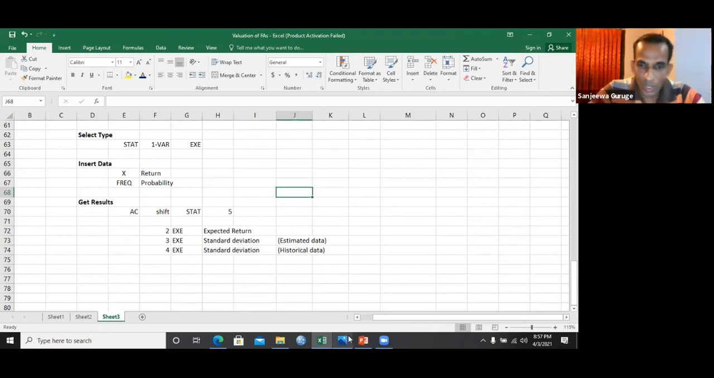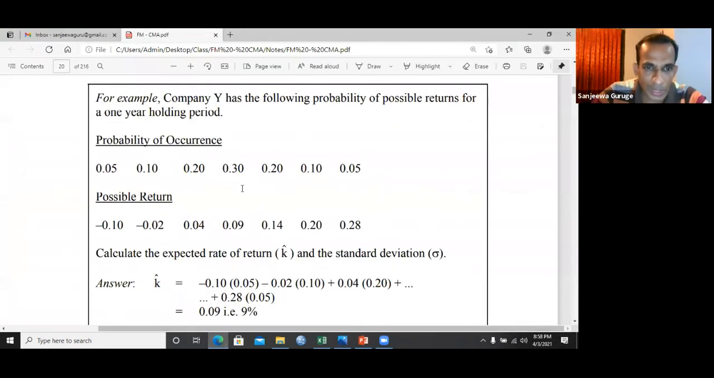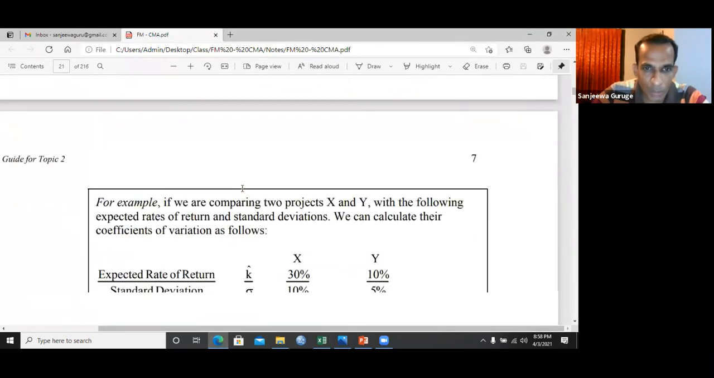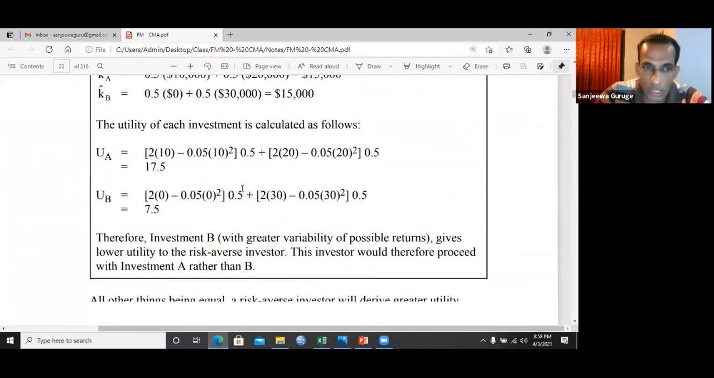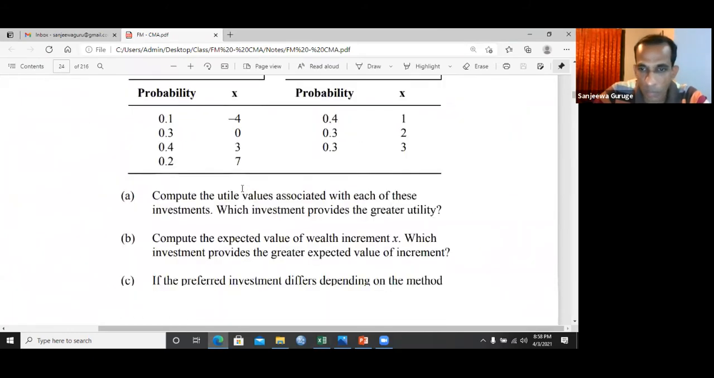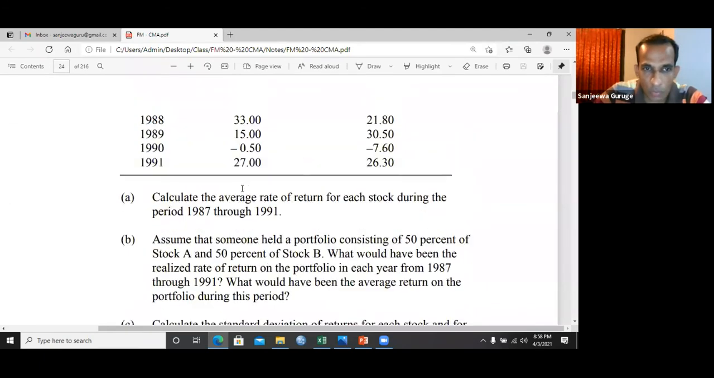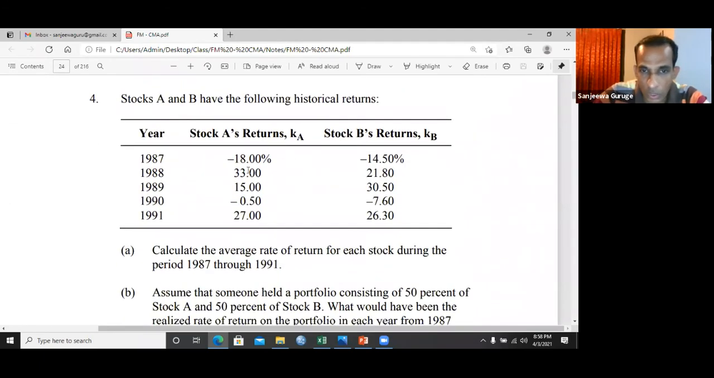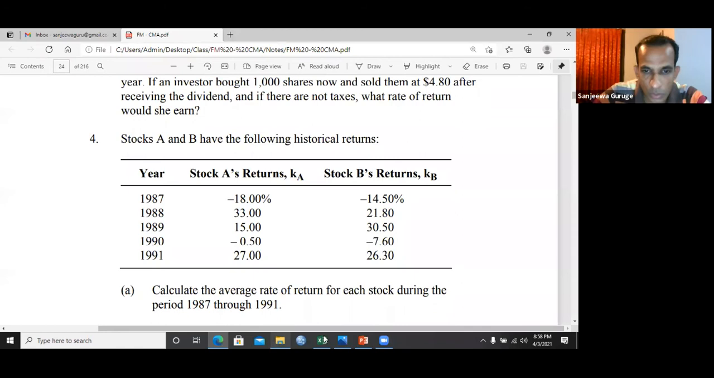So as you very correctly mentioned, if you use historical data, no probabilities. We'll do an example that includes historical data. This one is on page number 24, question number 4. Right, so let's do that.